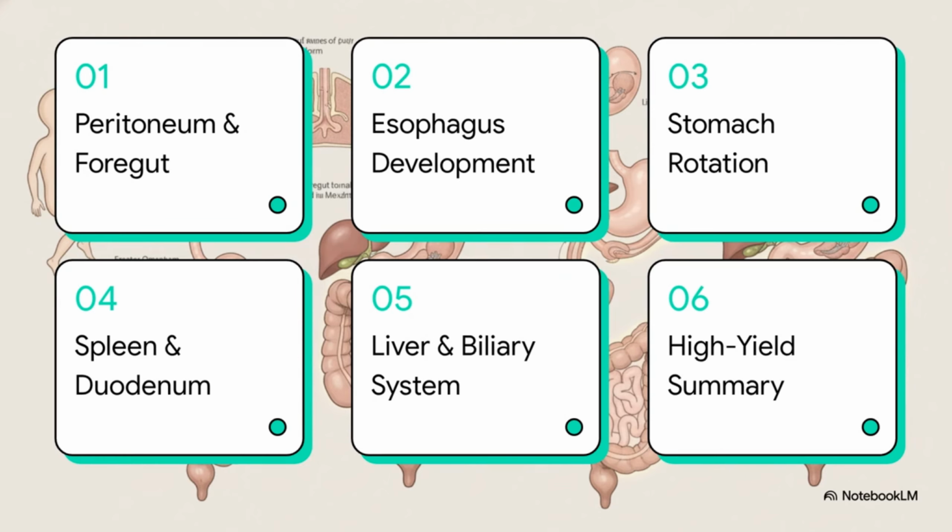Here is our quick roadmap for today. We're going to hit the peritoneum and foregut, esophageal development, and stomach rotation. Then we'll tackle the omentum, spleen, and duodenum, followed by the liver and biliary system, before wrapping the whole thing up with a high-yield exam summary.